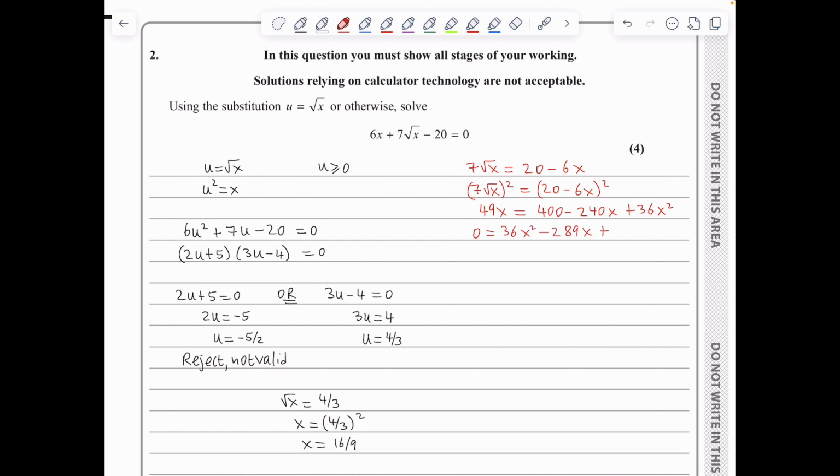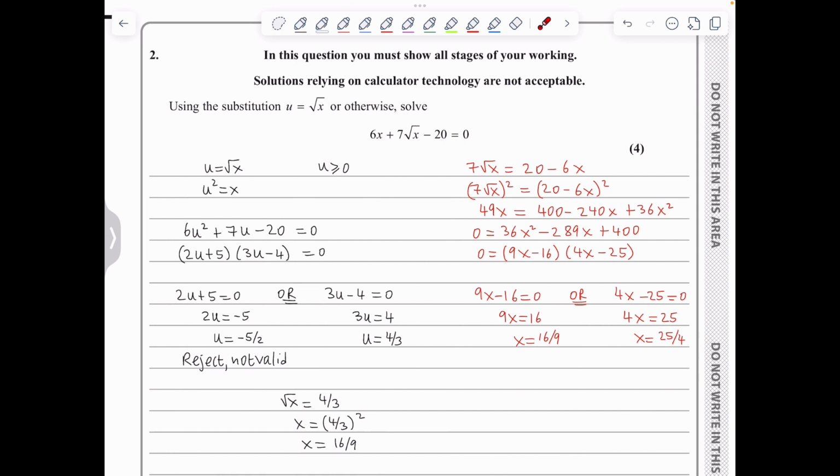289x plus 400. Now I can factorize this, or I can use a quadratic formula to find the solutions for x. Anyway, it factorizes into 9x minus 16 times 4x minus 25, which means we've got 9x minus 16 is equal to 0, or alternatively 4x minus 25 is 0. So we're looking at 9x is 16, which means that x is 16 over 9, or 4x is 25, which means that x is 25/4.